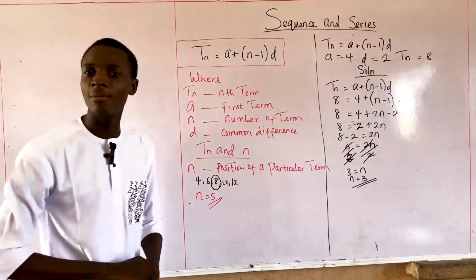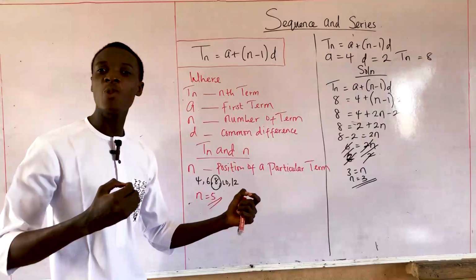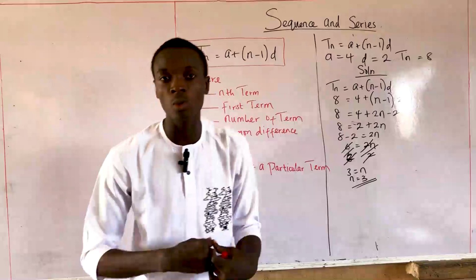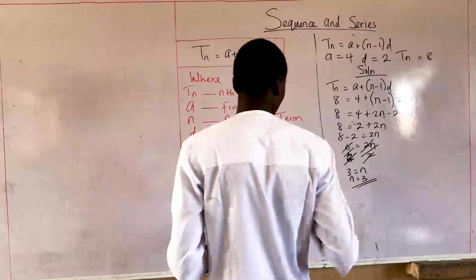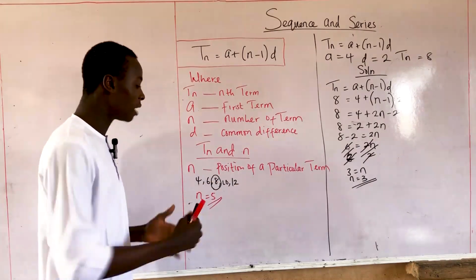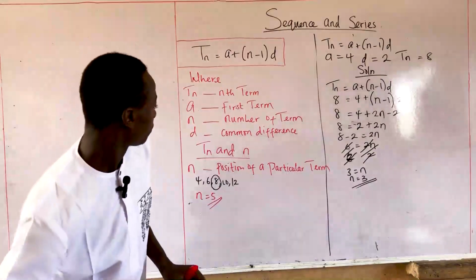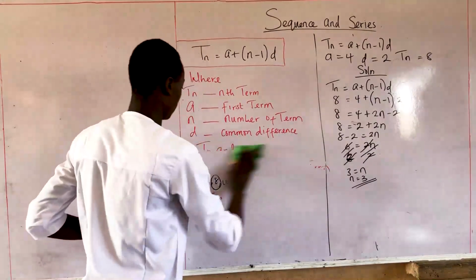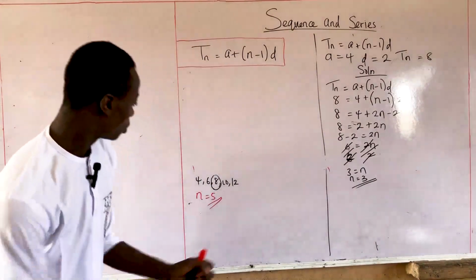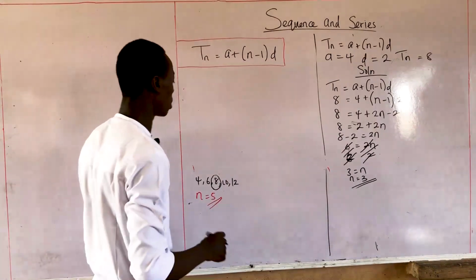The number of terms. So this formula here, finding n, is used when we are looking for the number of terms in a sequence, when we are looking for the total number of terms in a sequence. That is when we need to find n. So let me try to use this formula to find this position here. You will see that we get 5, which is the number of terms. From the formula, Tn is equal to a plus open bracket n minus 1 close bracket d.